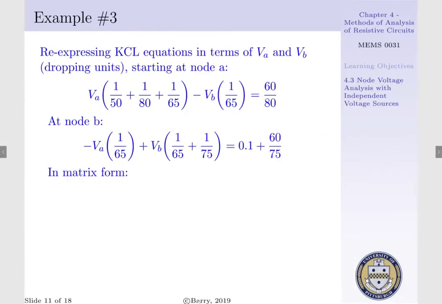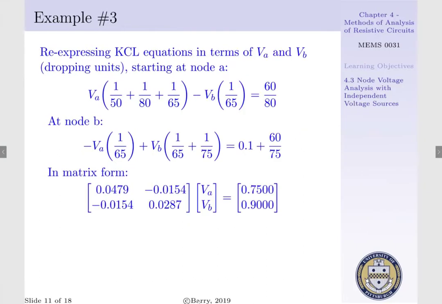Now, if we put this in matrix form, we have the following. 0.0479 VA minus 0.0154 VB is equal to 0.75. This represents our first KCL equation at node A. Then we would have minus 0.0154 VA plus 0.0287 VB is equal to 0.9. This is our second KCL equation at node B. Thus, solving for VA and VB, we have VA is equal to 31.8011 volts and VB is equal to 47.9899 volts.